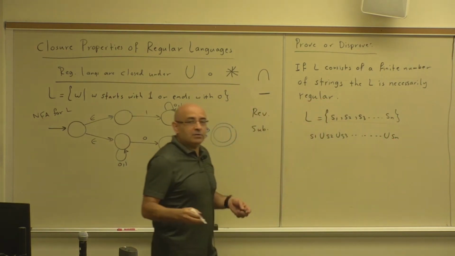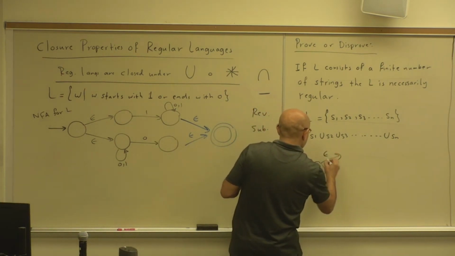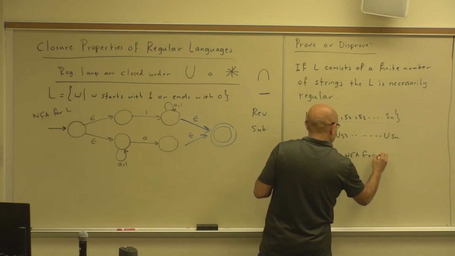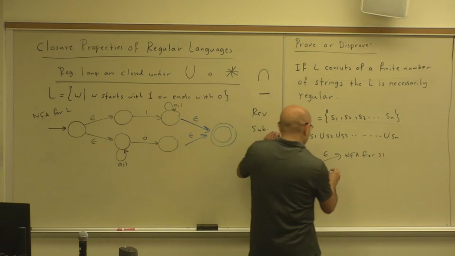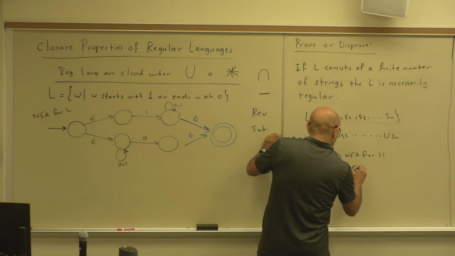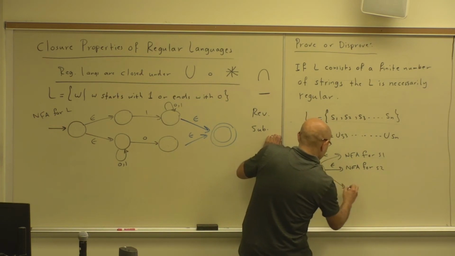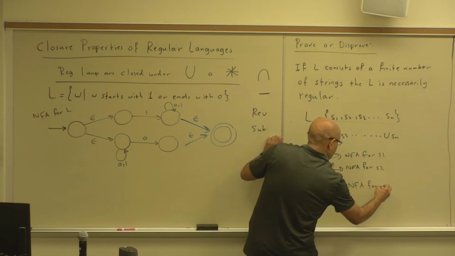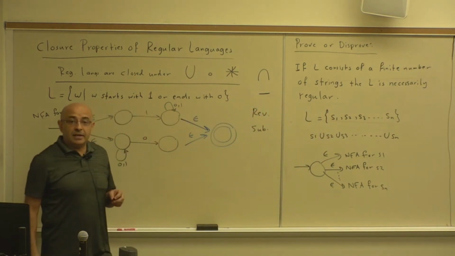And of course, if you want to do an NFA, then you can easily do an NFA. So then you have an NFA for S1, just an NFA that accepts a single string, trivial. Then an NFA for S2, then an NFA for S sub n, if you want to do it with NFAs.